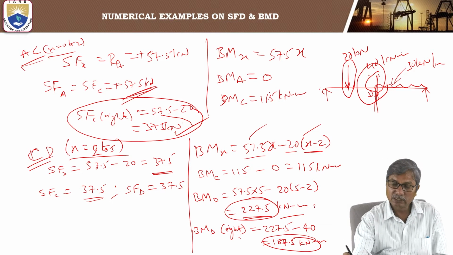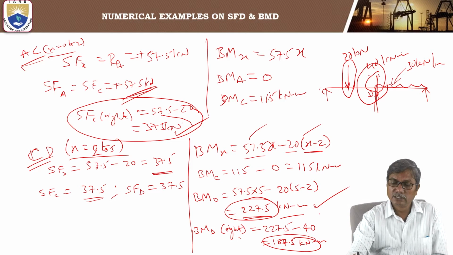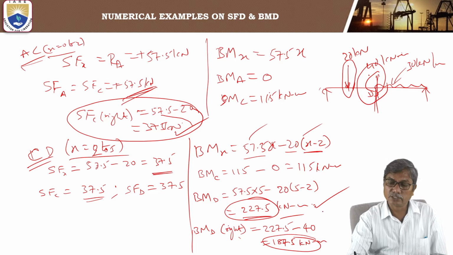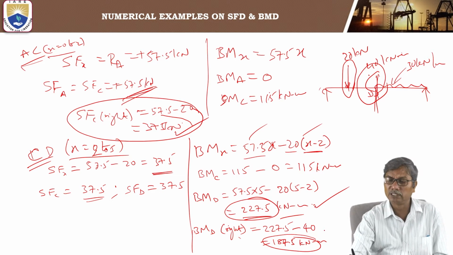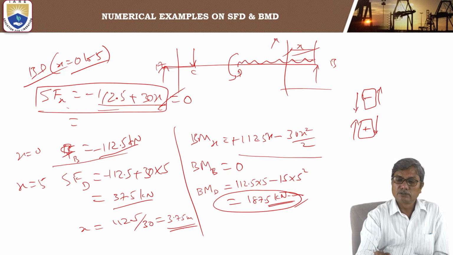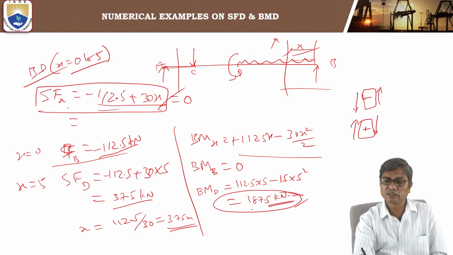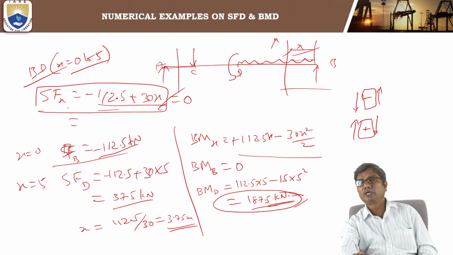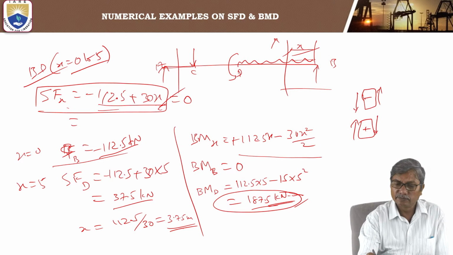Considering the left side, we are getting it as 227.5. There is a drop of bending moment by 40 units, 227.5 minus 187.5. There is a drop in the value of bending moment by 40 kilonewton meter. That is due to the couple acting at that point. That's what we have seen. Okay, it is clear. So left side consideration, you are getting 227.5, and when you consider the right hand side, you are getting 187.5. There is a drop in the value due to the couple.